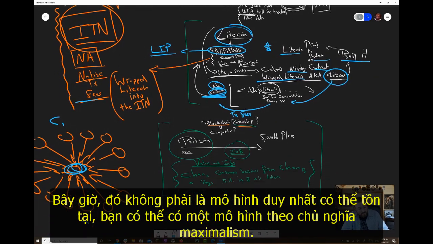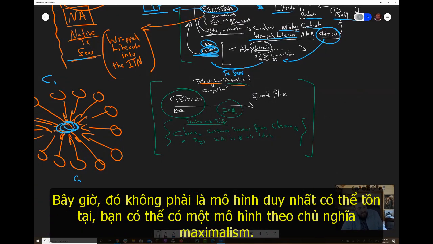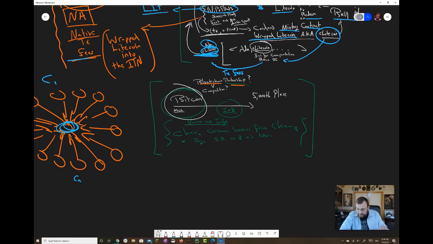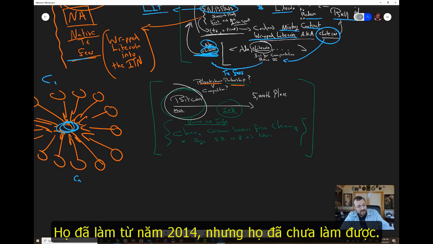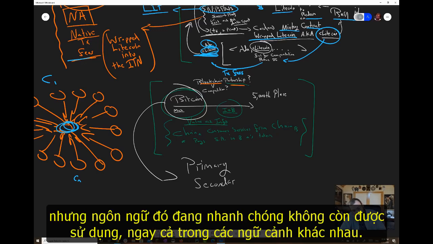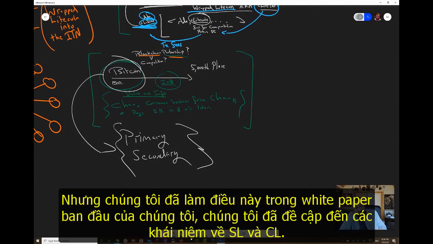Now, this is not the only model that can exist. You can have a maximalist model, and if they ever actually implemented this technology, it actually would be competitive. They've had since 2014 to do it, but they haven't done it. And this is this concept of primary, secondary chains. It used to be called master-slave, but that language is rapidly falling out of use, even in different contexts. But basically, we did this in our original white paper. We said SL and the CL concept.